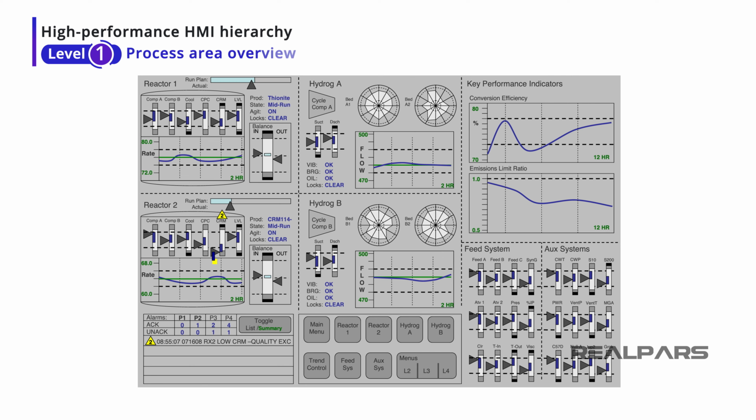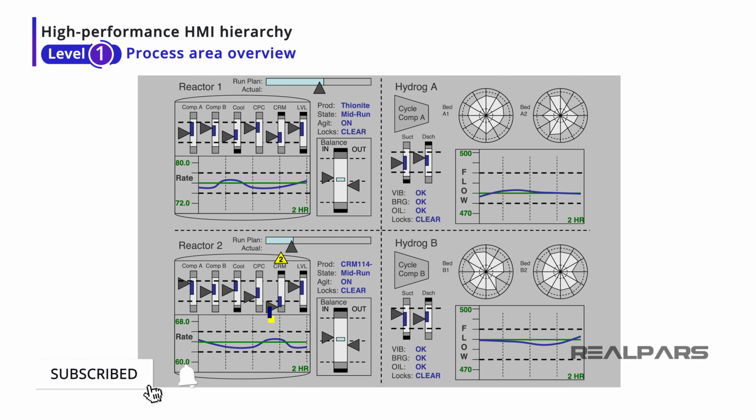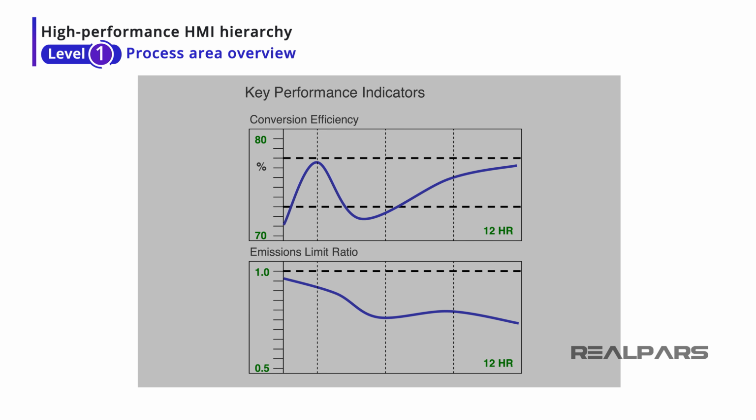In a high-performance HMI, your project will start with the Level 1 display, and its primary purpose is to give the operators the broadest view or the big picture view of the plant or facility. A well-designed Level 1 display will give clear information of the current state of the process, along with key performance indicators such as production levels, process efficiency, and safety items.